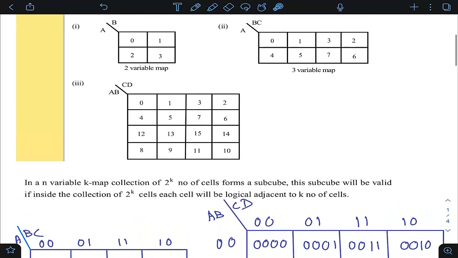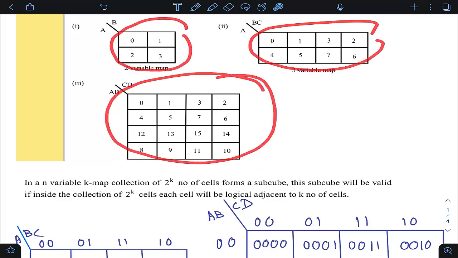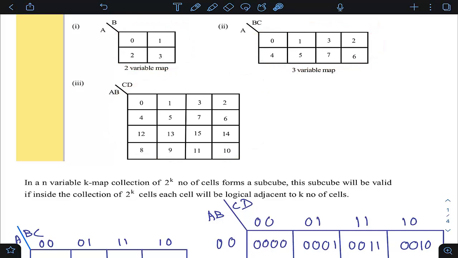So this pattern you should definitely remember. These structures and these numbers you should remember. Similarly, if you do the same task for the two variable case, it is 0 1 2 3. So this is for two variables, this is for three variables, this is for four variables. We are going to see these three categories.